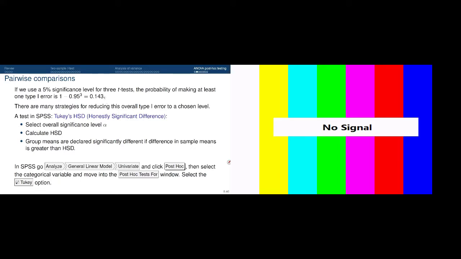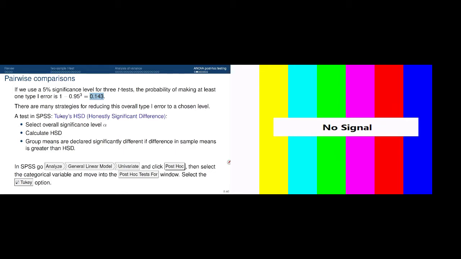All right, so there we would be doing tests using a 5% significance level, and yet we would be taking on a 14.3% type 1 error rate. And that's not what we want. We want our significance level and our type 1 error rate to be aligned. So the way we get around that is a testing procedure called Tukey's HSD.